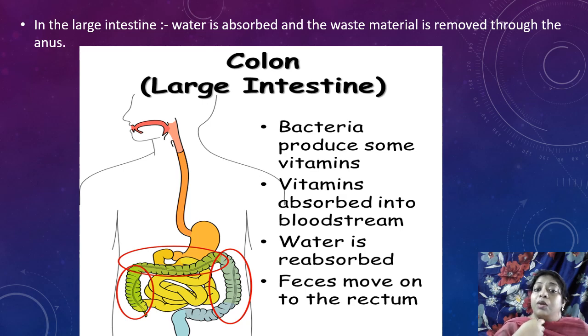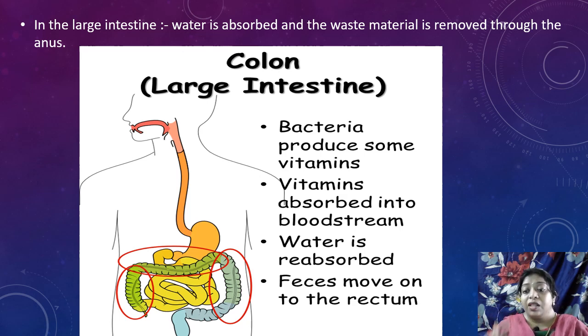Water is again reabsorbed. Once the water is reabsorbed, the undigested part remains. The large intestine can be divided into the cecum, the colon, the rectum, and the anus. The rectum is the temporary place where the fecal matter is stored.